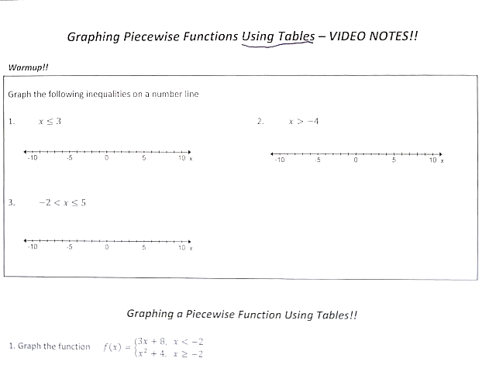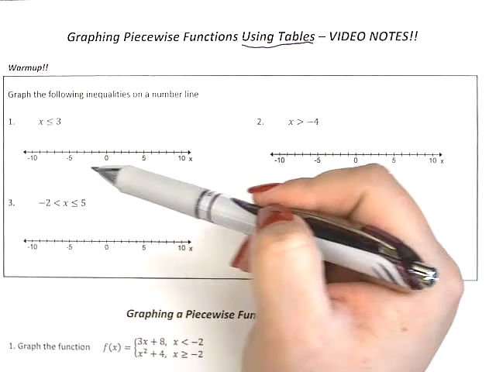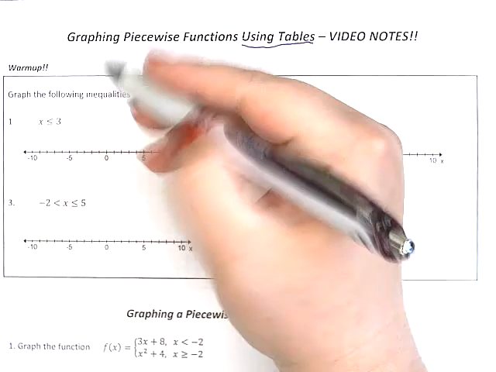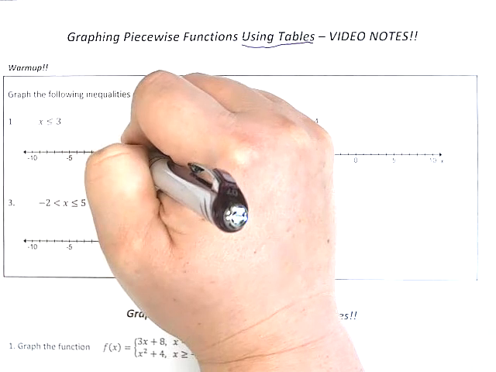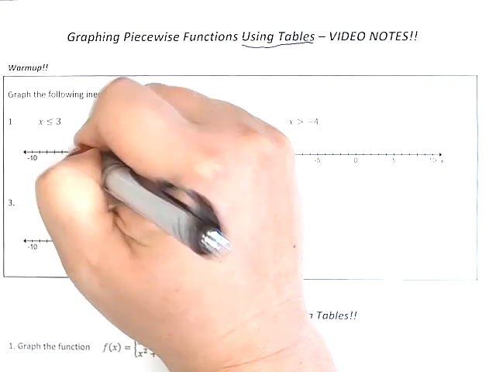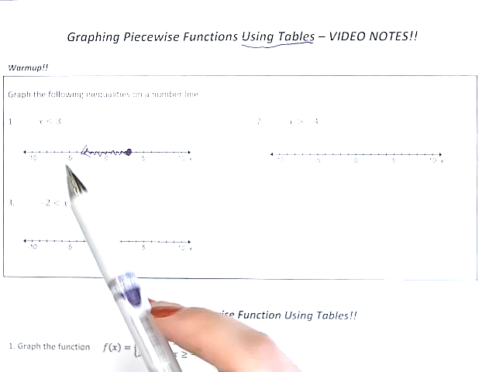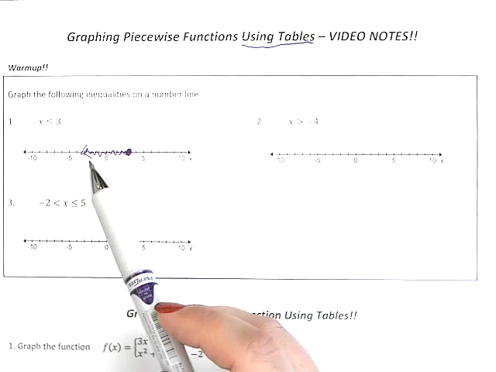So the first one we want to graph is x is less than or equal to 3. You probably remember how to do these from when you were in Algebra 1, but we're just going to do them real quick. So if it is less than or equal to 3, we are going to put a closed circle on 3, and we are going to shade to the left because it is a less than, and less than goes to the left.